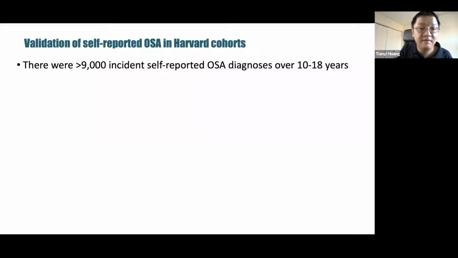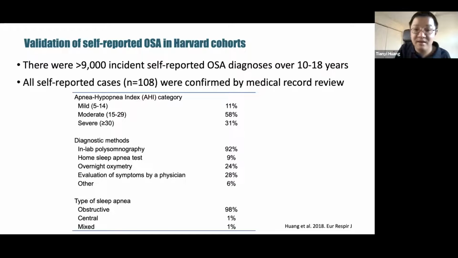So the first study I did is a validation study of those self-reported sleep apnea diagnoses. Overall, there were more than 9,000 incident self-reported sleep apnea diagnoses over 10 to 18 years of follow-up in our cohort. Because there are so many, I did a pilot validation study in which I randomly selected 108 participants who self-reported they have sleep apnea, and I requested their medical records. Then I reviewed the records and confirmed whether they had sleep apnea or not. The results are very encouraging in that all these self-reported cases were confirmed to have sleep apnea.